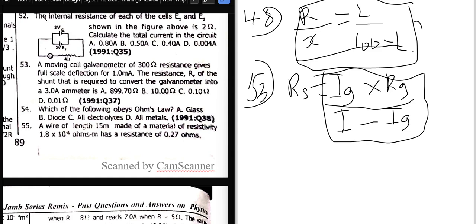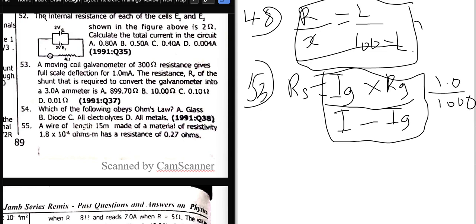But this 1.0 milliampere, you are going to change it to ampere because the current must be in ampere. So you are going to change everything to ampere. You change the milliampere to ampere. So what you are going to do is 1.0 all over 1000.